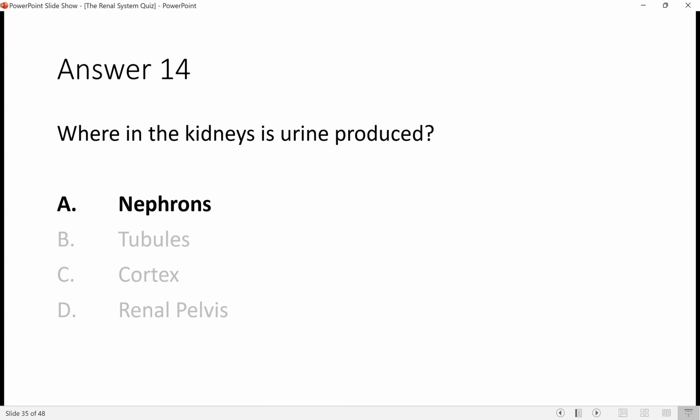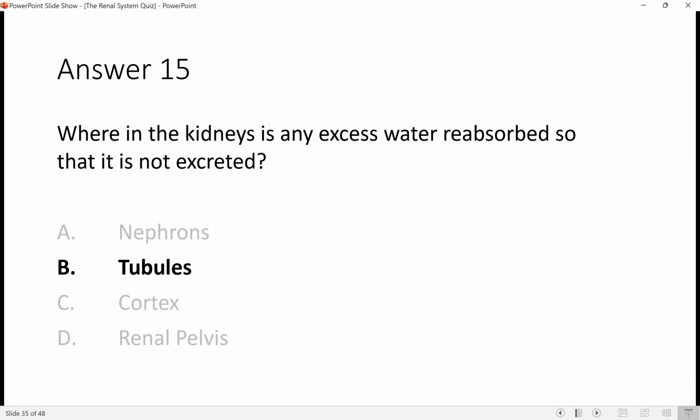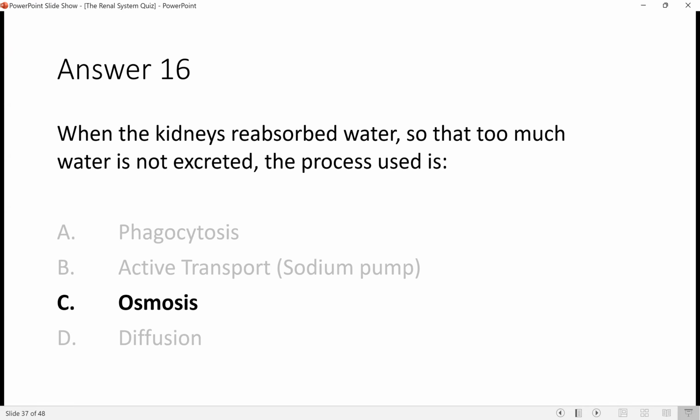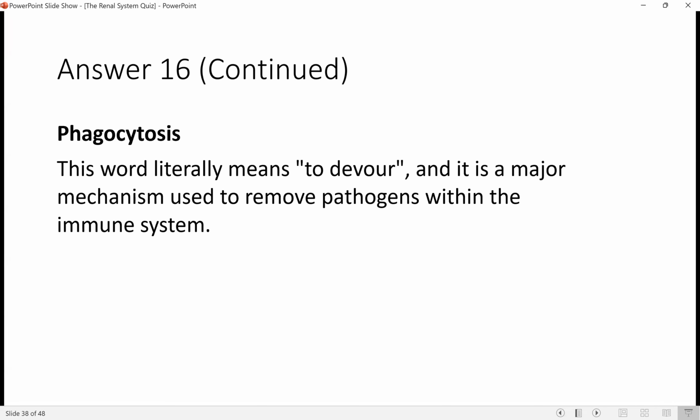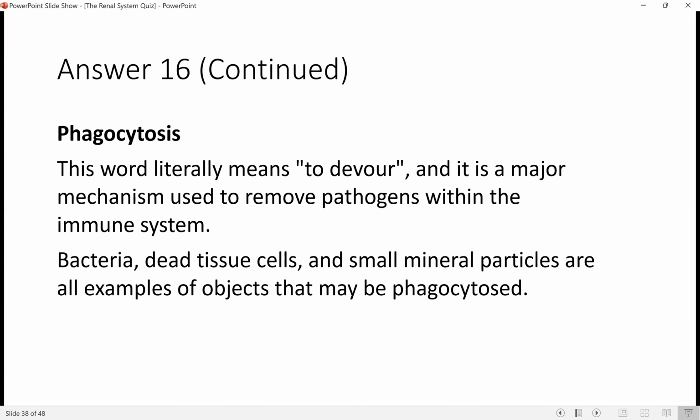Where in the kidneys is urine produced? In the nephrons, answer A. And where in the kidneys is any excess water reabsorbed so that it's not excreted? Answer B is the tubules. When the kidneys absorb water, they use osmosis. And in here, there's just a reminder of those other terms.